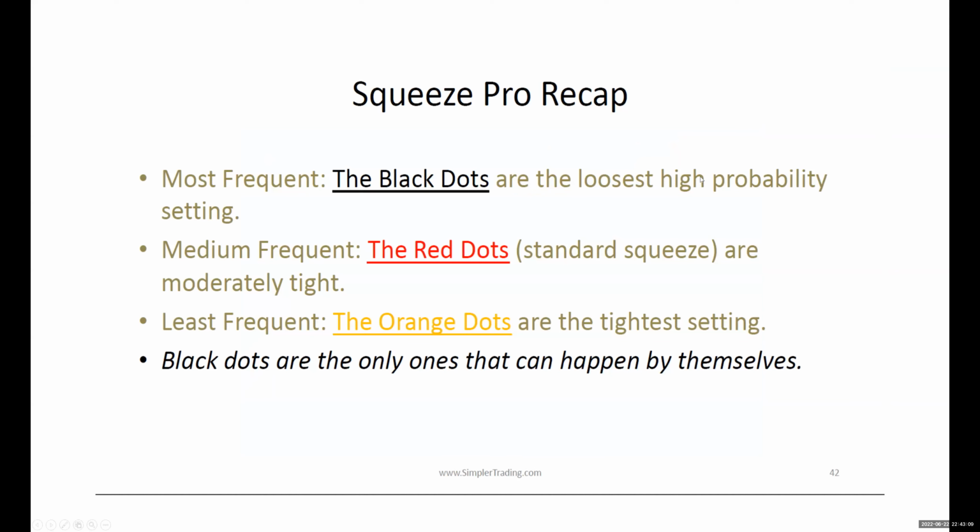So the most frequent ones, if you're using the Squeeze Pro, would be the black dots, okay? They are the loosest squeeze with the highest probability setting. Okay, the standard squeeze would be the red dots, and the orange dots are the tightest setting. And so it's important to note that the black dots are the only ones that can occur by themselves. And let me explain why.